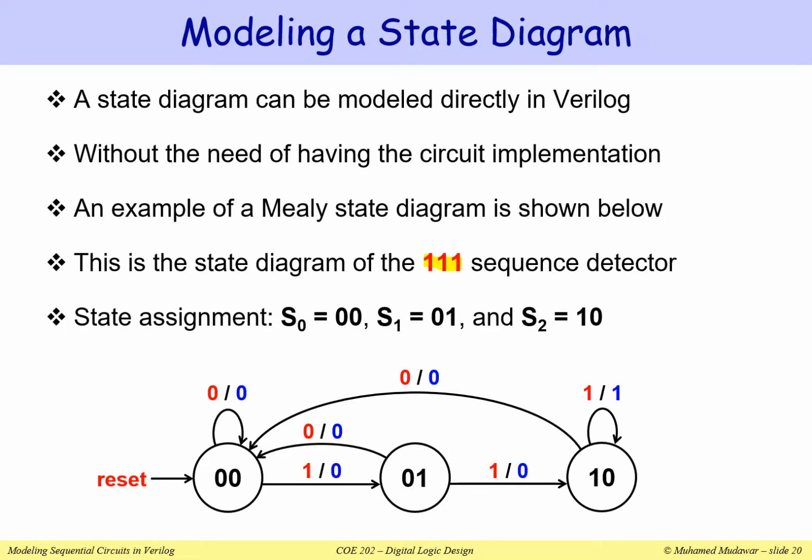So I only have 3 states. And we have the state assignment done on the state diagram. S0 is defined here to be 0, 0. S1 is 0, 1. And S2 is 1, 0. So let us see how we can model the state diagram directly in Verilog. This is explained in the next slide.